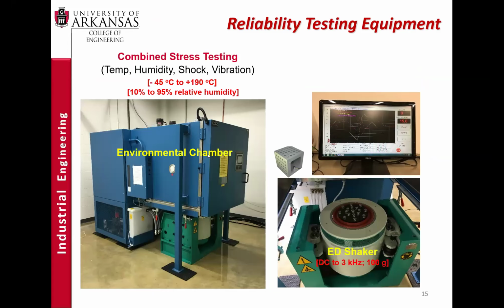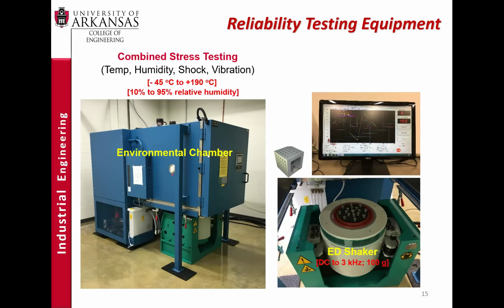So just in case some of the audience has never seen testing equipment, I want to share this. This is reliability testing equipment in my lab at the University of Arkansas, Industrial Engineering Department. On the left, you see this is an environmental chamber. In this environmental chamber, we can change the temperature and humidity, and also we can apply shocks and random vibration or sinusoid vibration.